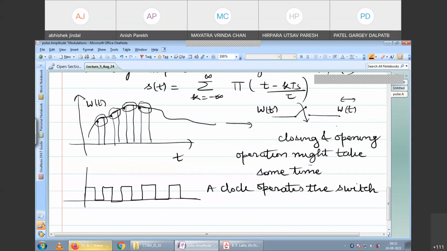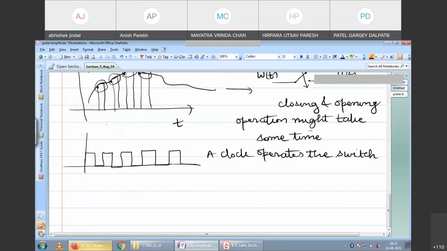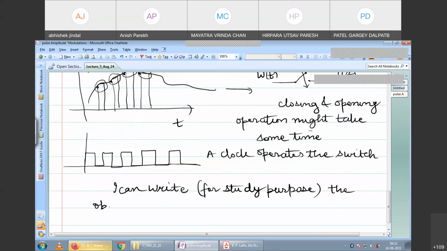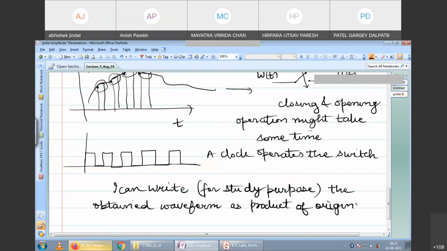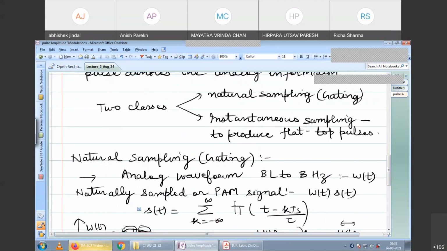So ultimately, the output of this operation can be written as the product of this clock with the time domain signal. For study purposes, I need to study what is happening, so I can write the obtained waveform as the product of the original signal and the clock. That is why this term comes: omega t into s of t. S of t is this.